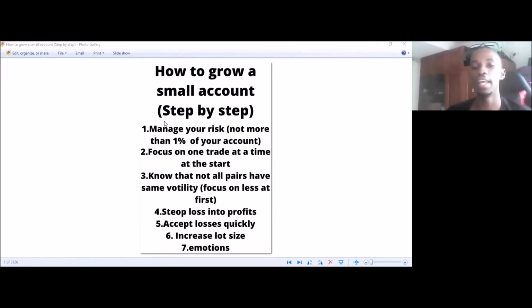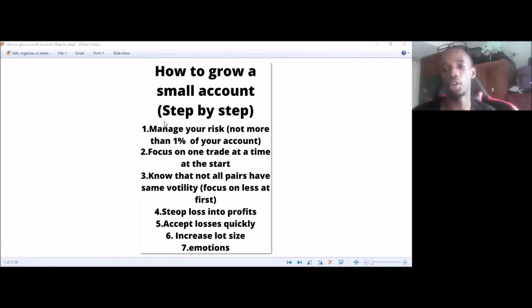Okay, and then number 6 is you're going to increase your lot size. What I mean by this is if you're starting a small account, for example $100, obviously your lot size is 0.1, because that's your minimum for $100. Once you've taken your account to maybe $200 or $300, you want to increase your volume. Maybe make it 0.3 instead of 0.1, or you can have 3 positions of 0.1, which will accumulate to 0.3. So it's still the same but a higher account. You want to do that and keep growing.